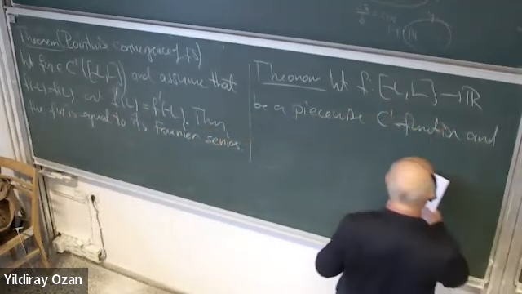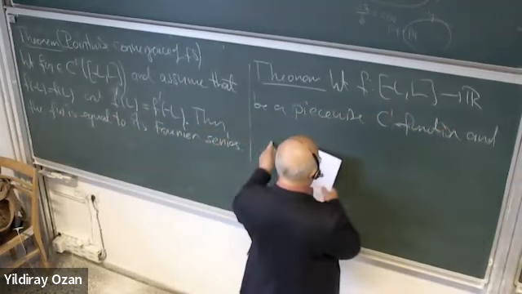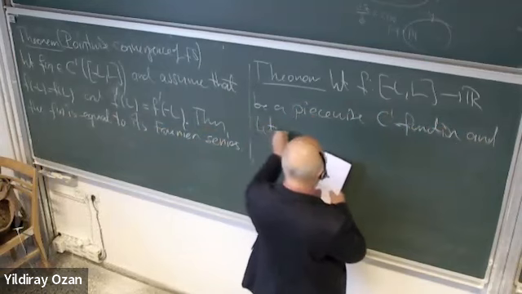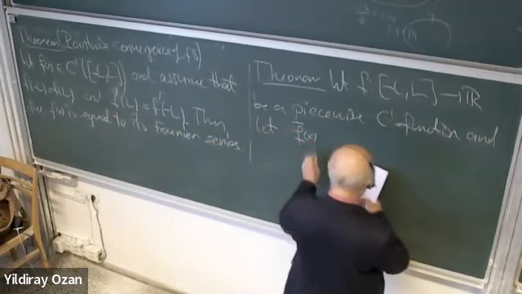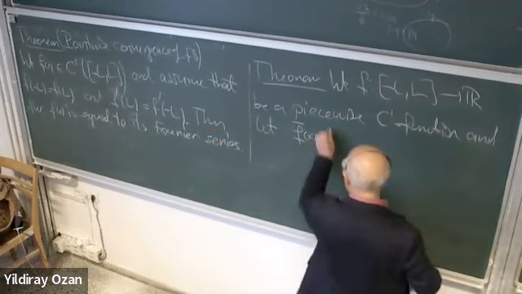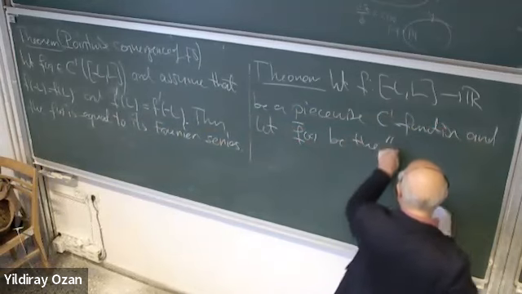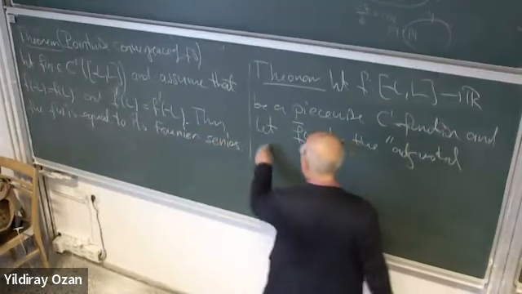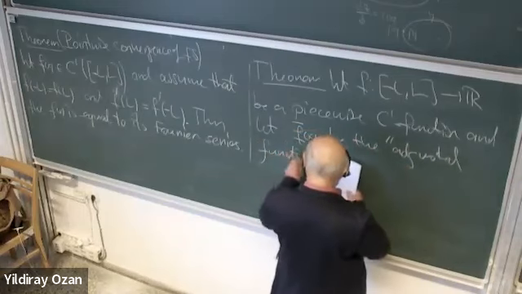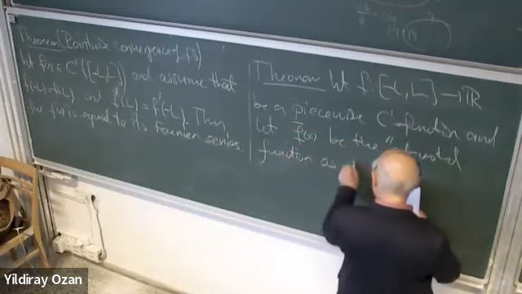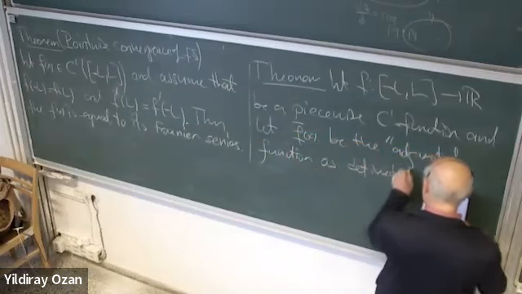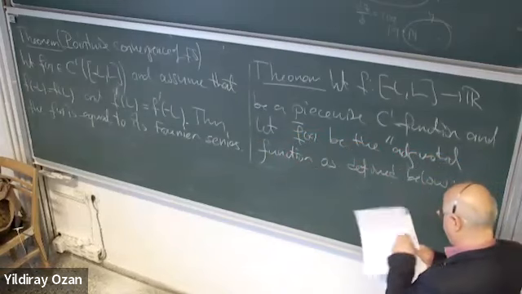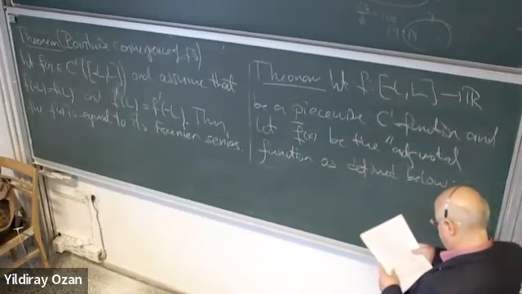and let f bar be the bunun ne olduğunu söyleyeceğim. Adjusted function as defined below. Şu fonksiyon, adjusted fonksiyon dediğimiz şey şu.